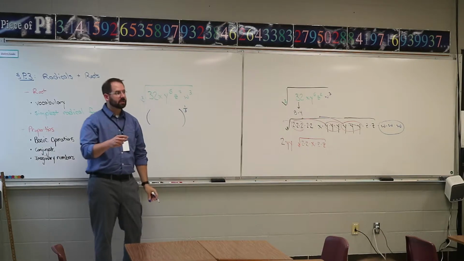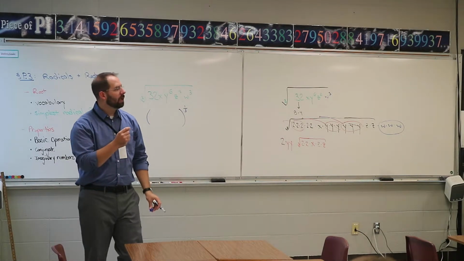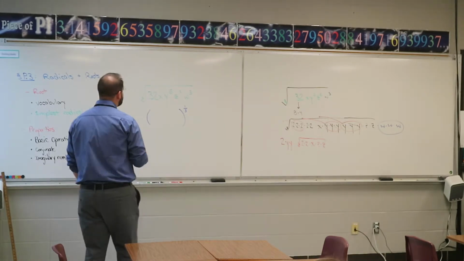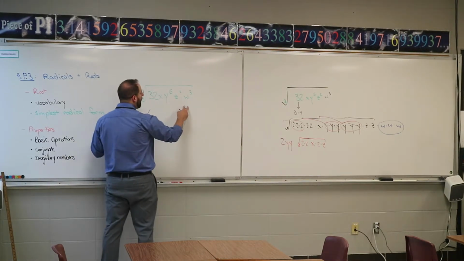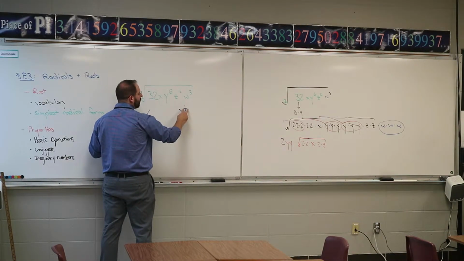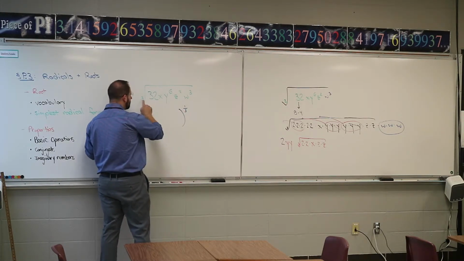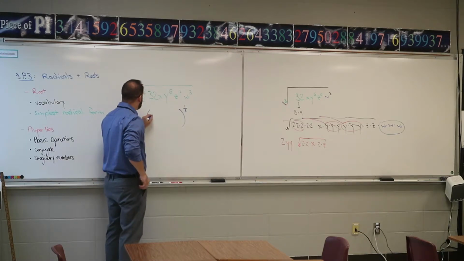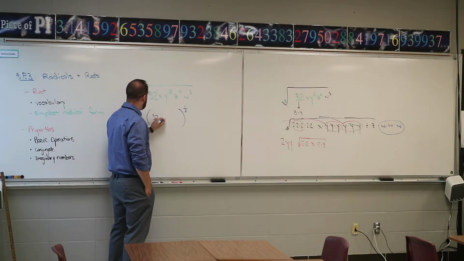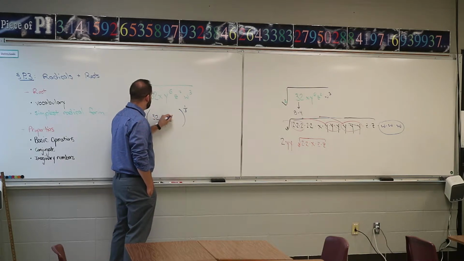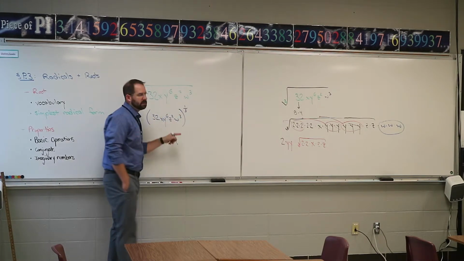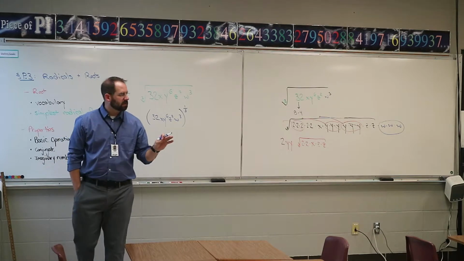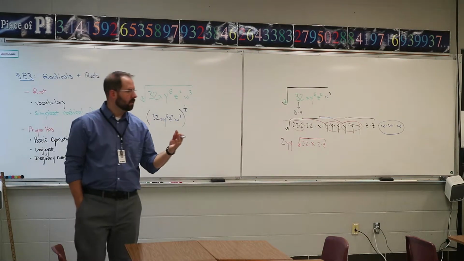Now, how I know what the fraction is going to be on that parenthesis. The top number is going to be a 1. The bottom number is going to be whatever the index number was. So that's where this 3 comes from. It's the index number on that actual radical sign. And then the 32x, y to the 6, z squared, and a w to the third are inside. Does that make sense? This power rule for radicals.